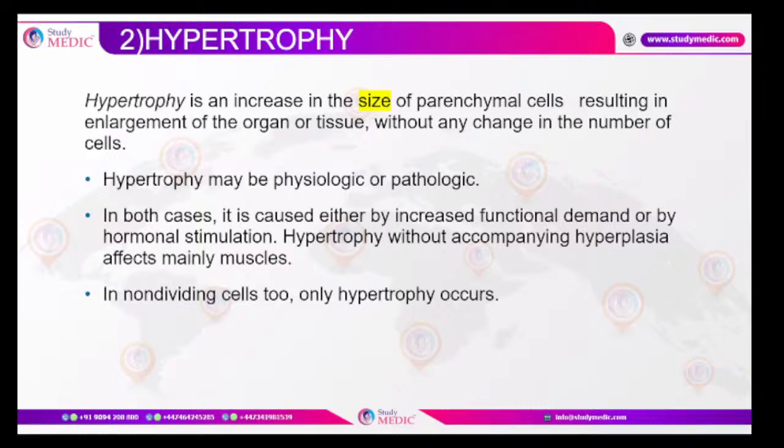The second part is hypertrophy. In hypertrophy, there is an increase in the size of the cells, but not the number of the cells. Because of the increase in size, that causes enlargement of the organ as well as the tissue. As we've previously discussed, it can be physiological as well as pathological. In both of these cases, it can be because of a functional demand or because of some kind of hormonal stimulation. Usually, as I told, hypertrophy and hyperplasia are coexistent. But if hypertrophy is occurring alone, it mainly affects the muscles. And in non-dividing cells, only hypertrophy occurs, hyperplasia doesn't.